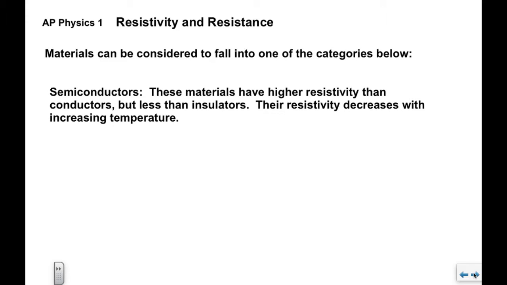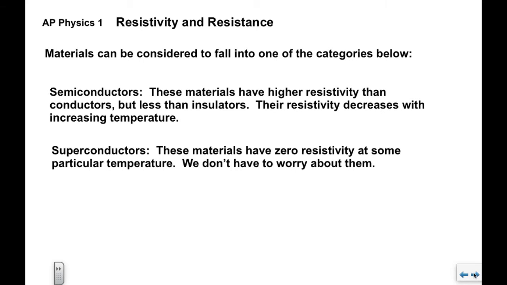We also have semiconductors, which are in between conductors and insulators. The tendency for semiconductors is for the resistivity of the material to decrease with increasing temperature. So when the temperature goes up, the resistance actually goes down. We also have superconductors, which theoretically have zero resistivity at some particular temperature that's usually very low. We don't have to worry about them. We're not going to do anything with superconductors.